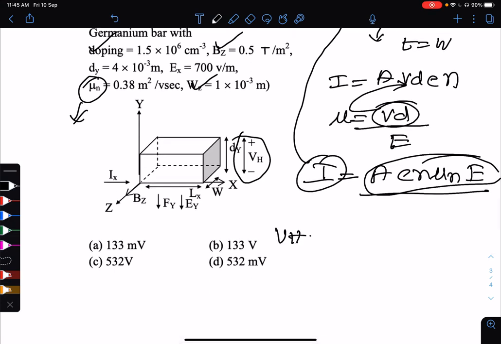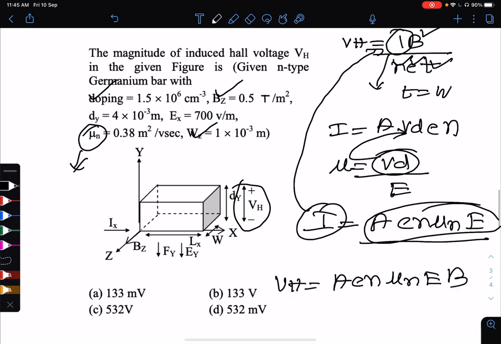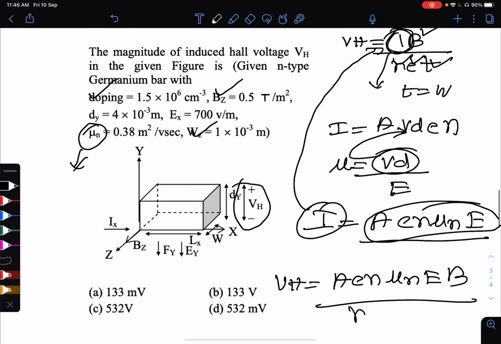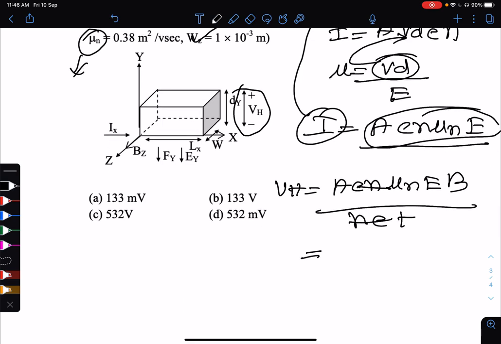So V_H equal to A into e n mu n E into B, this one. You can see here this one. Okay, then divided by e n T. So T is nothing but width here. So width will be cancelled, and here area is nothing but d_y into width. Width will be cancelled and d_y mu n E B.